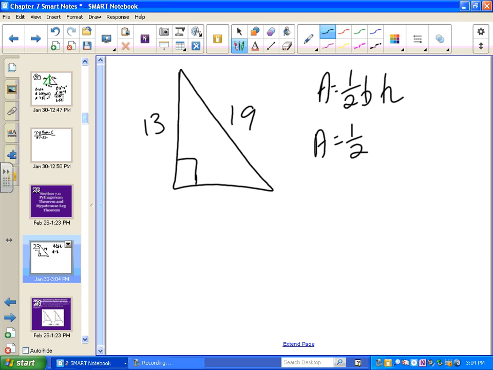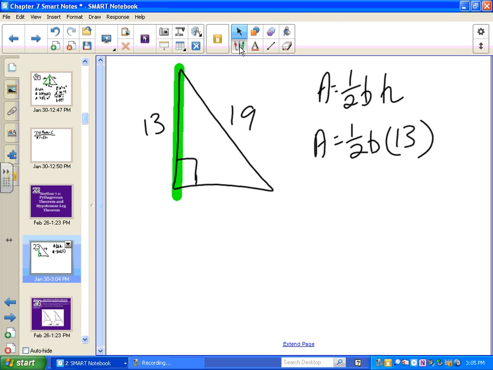Area equals 1/2. Now remember, in the previous video, I said that the height of a triangle is always the perpendicular height. Well, the perpendicular height is right here. So we have that, and that is 13. We have the height, and now we just need the base. And the base is going to be right here. So we're going to have to use the Pythagorean theorem to come up with that base.